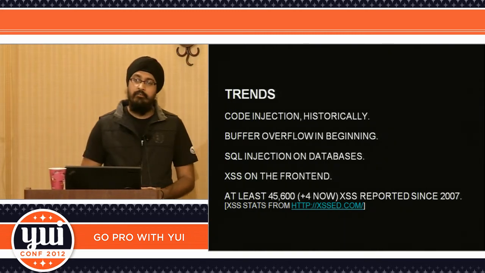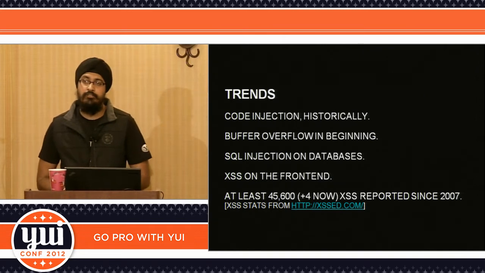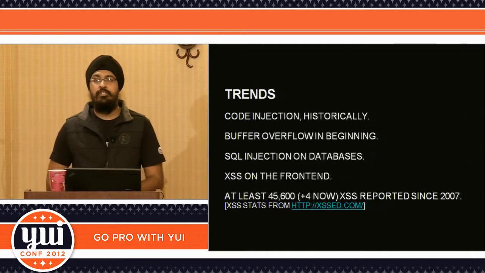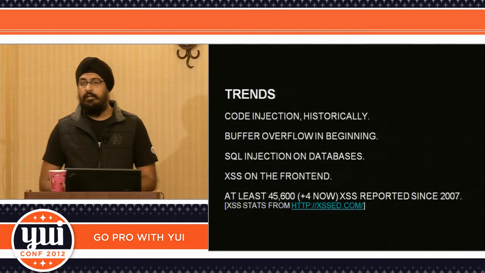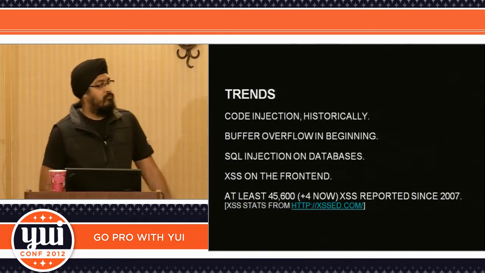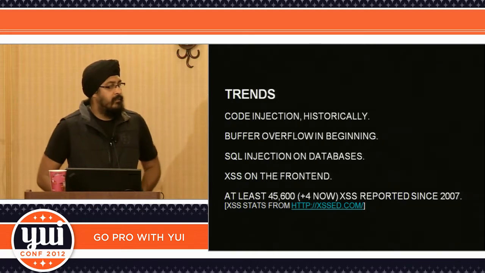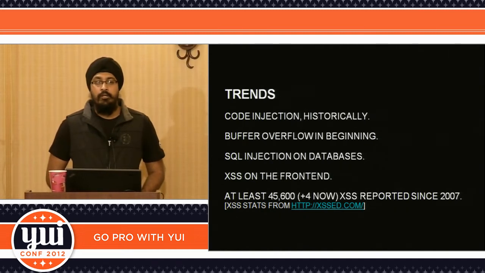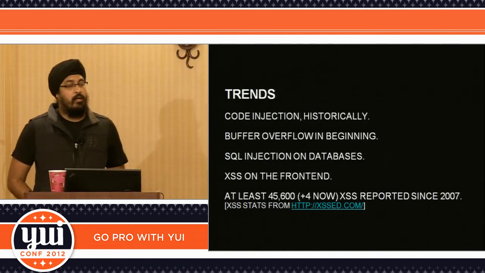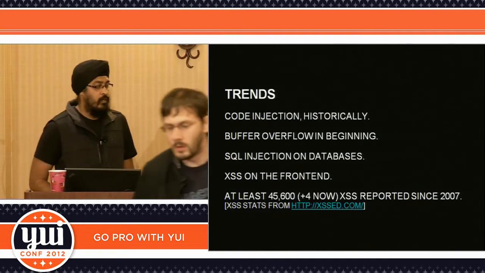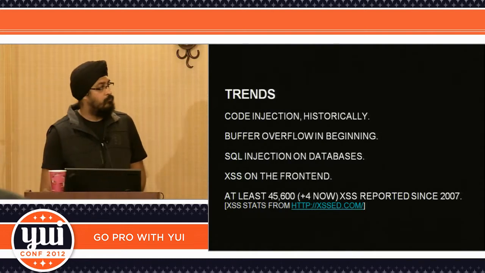Similarly, on the front end, we have something called cross-site scripting, which is the number one security issue on the web today. It has been such a big issue that it has been discovered for more than a decade and a half, and it still continues to be the number one issue. And this is a stat from XSSED.com, which maintains the database of all the cross-site scripting issues officially reported. It counts to 45,600, and yesterday there were 4 issues reported. So you can see it's a pretty serious security issue.